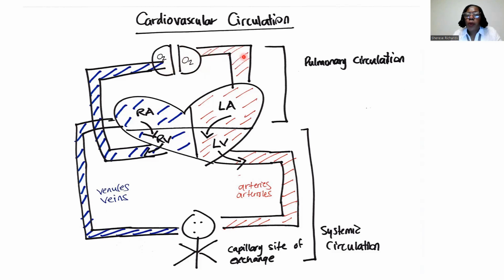Then that goes into our pulmonary veins, and then back into the left atrium, and then down into the left ventricle. And that happens again and again and again. Blood is going through the systemic circulation, dropping off oxygen, picking up waste, and then going back to the heart, and then going into the pulmonary circulation, picking up oxygen, and then dropping off waste.